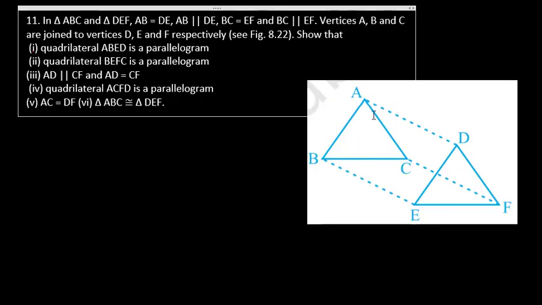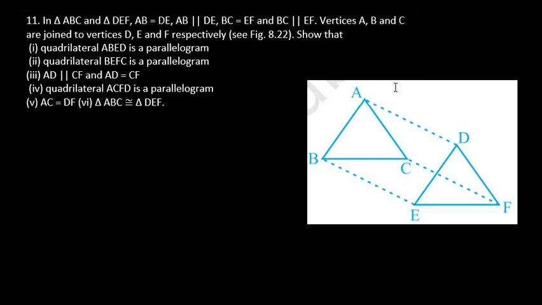Okay. Now let us move to the next question. There is a lot of information in triangles ABC and DEF. In these two triangles, AB is equal to DE, and AB is parallel to DE. These two sides are equal and they are parallel. BC is equal to EF, and BC is parallel to EF. They are also equal, means this side is equal to this side. This side is equal to this side.